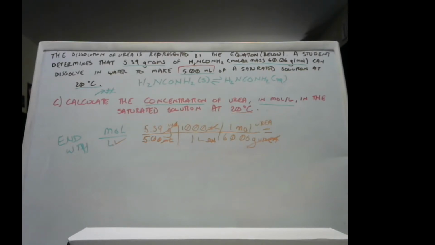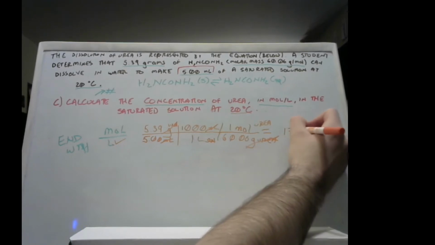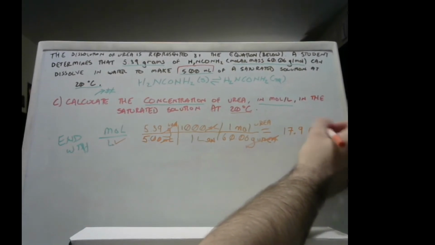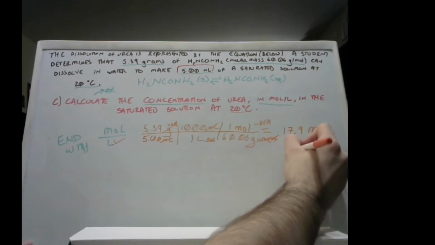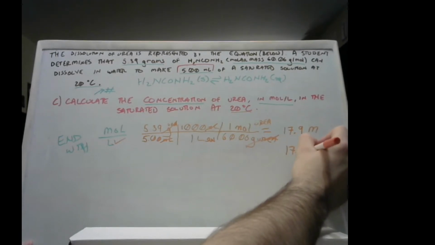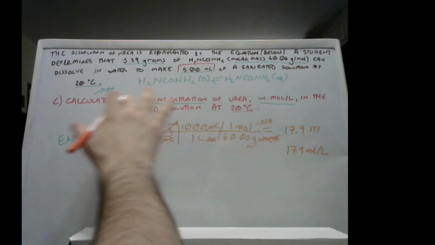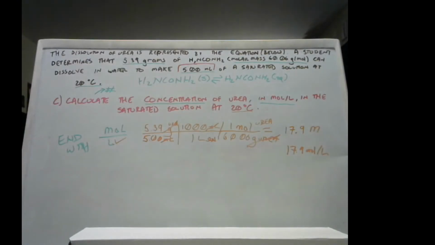If I do all these numbers correct all the way through, I should get 17.9 molar, or capital M. You could also say 17.9 moles per liter, which is what they actually asked for right here, but these are analogous.